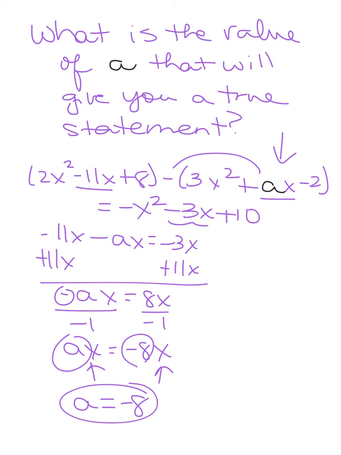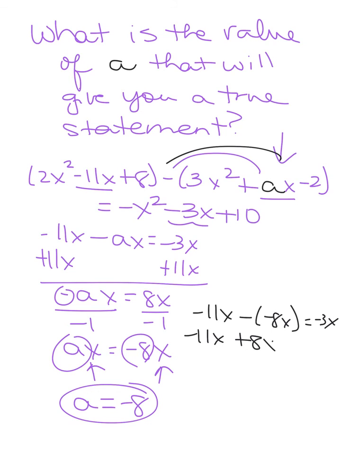Now I can check this again. I just have to be careful. I'm only going to focus on x to the first. So I have negative 11x. Now again, I'm distributing, so I have minus negative 8x. So I have to be careful there. Is equal to negative 3x. So I have negative 11x, that gives me plus 8x is equal to negative 3x, which is correct. So I know that my correct answer is a is equal to negative 8.